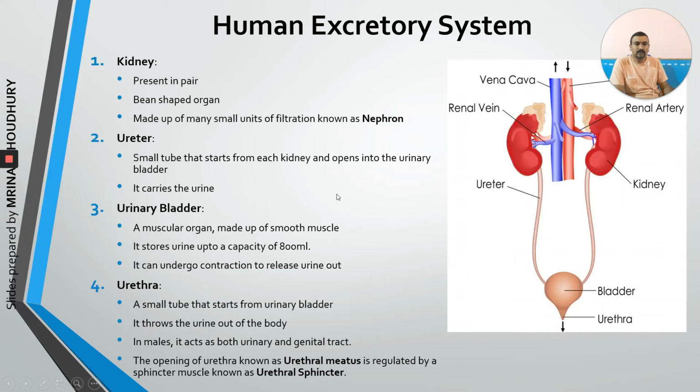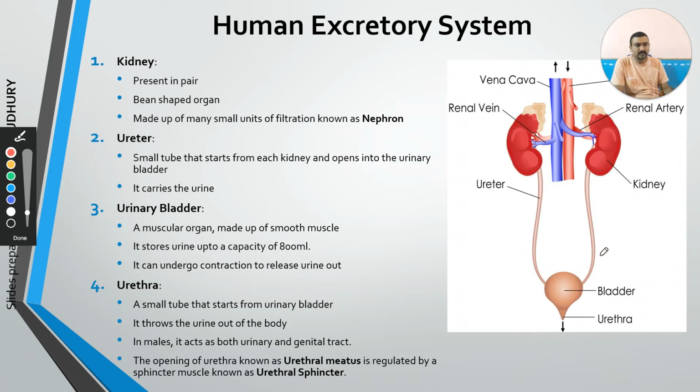So, to look at the excretory system, this is not a new topic for you. The excretory system mainly includes a pair of kidneys, which are bean-shaped structures, and from these kidneys emerge two tubes. This is one tube and this is another tube, which carries the urine to a structure here known as the urinary bladder. These two tubes are known as ureters. From the urinary bladder comes out a tube which is known as the urethra.